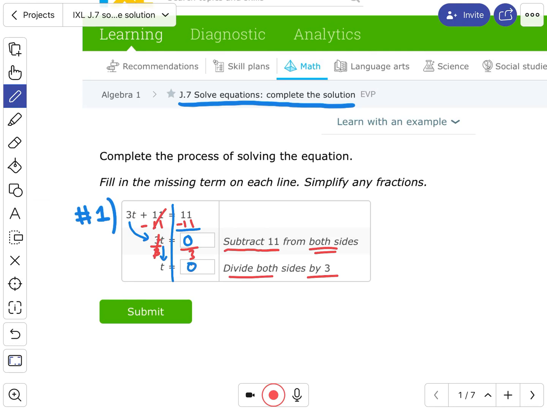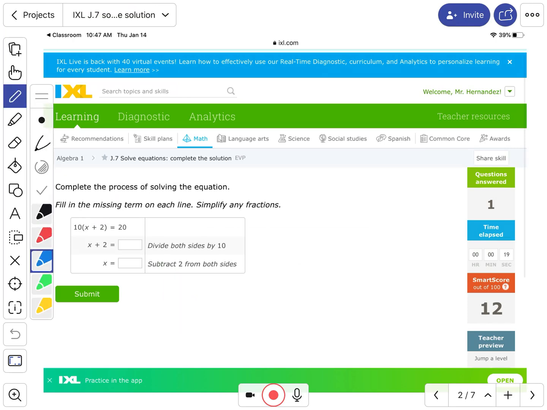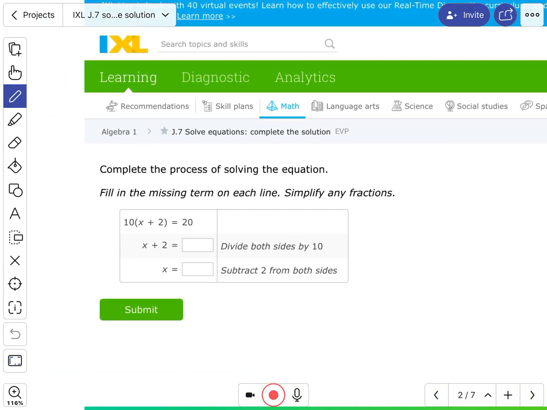And then 0 divided by 3 is 0. And so you could go ahead and hit that submit button, but really all you need to do is put these two zeros in, but we're showing all the other work. That's actually more important. Okay, so the next one, let's call this number 2.